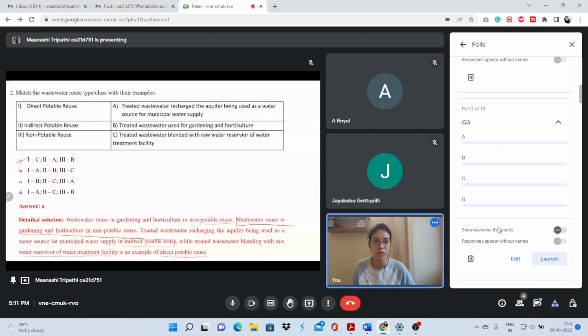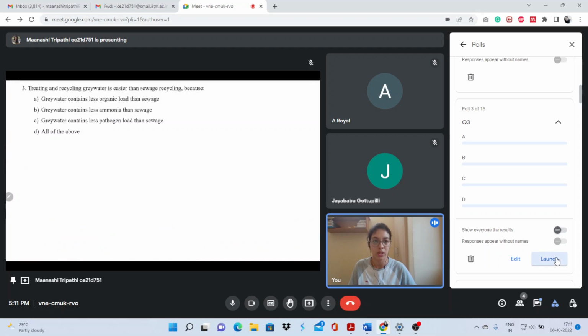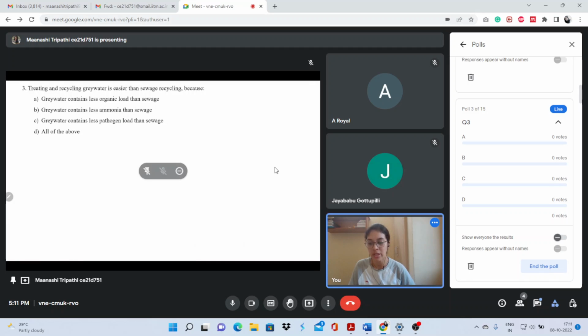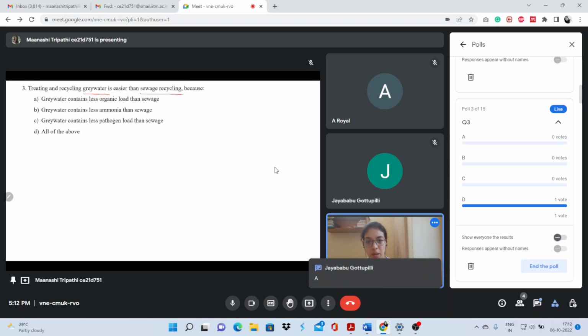We'll move to the next question. This is question number 3, and these are the polls. Treating and recycling grey water is easier than sewage recycling because... I hope you know the difference between grey water and the whole sewage recycling. Grey water means the water which is not contaminated with feces. It is easier than sewage recycling because it contains less organic load, less ammonia, and less pathogens.